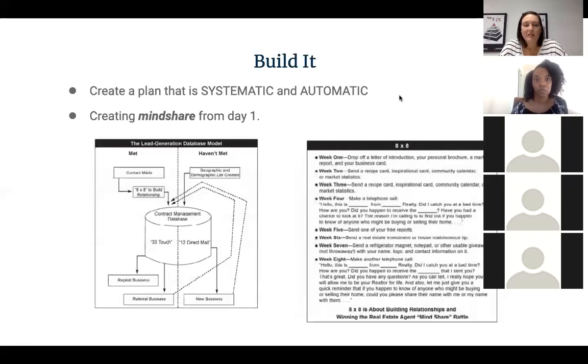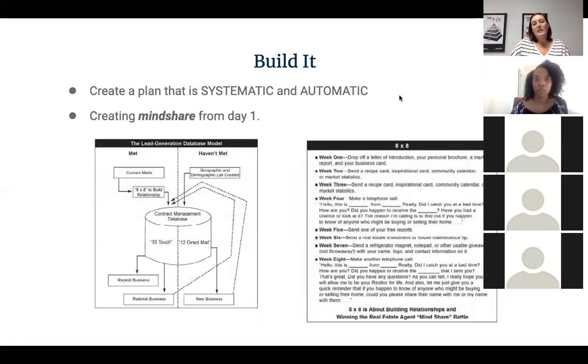Week 8, make that phone call again. Hello, this is Katie from KW Montgomery. Did I catch you at a bad time? How are you? Did you happen to receive the whatever you sent? That's great. Do you have any questions? As you can tell, I really hope you will allow me to be your realtor for life. Also, let me give you a quick reminder that if you happen to know anybody that may be buying or selling their home, could you please share their name with me and my name with them?